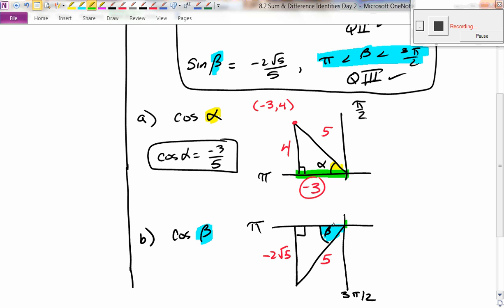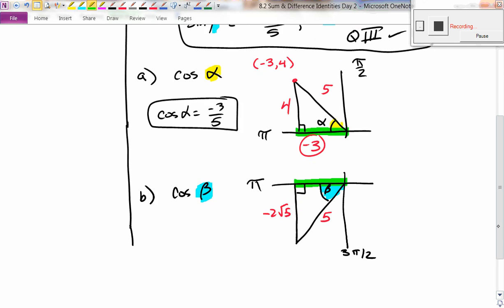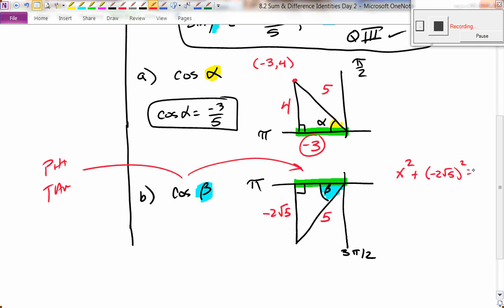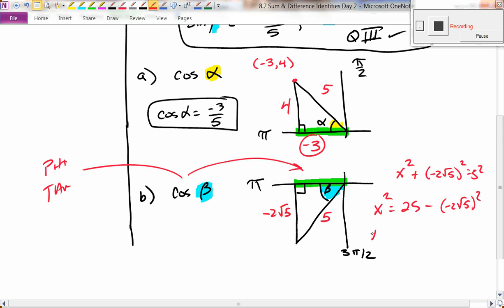So the question remains then, what is this side? And of course, we're going to use the Pythagorean theorem to get it. So use the Pythagorean theorem when you get to this part right here. I'll say x squared plus negative 2 root 5 squared equals 5 squared. Therefore, x squared has to be 25 minus negative 2 root 5 squared. So x squared has to be 25 minus, okay, what's negative 2 root 5 all squared?